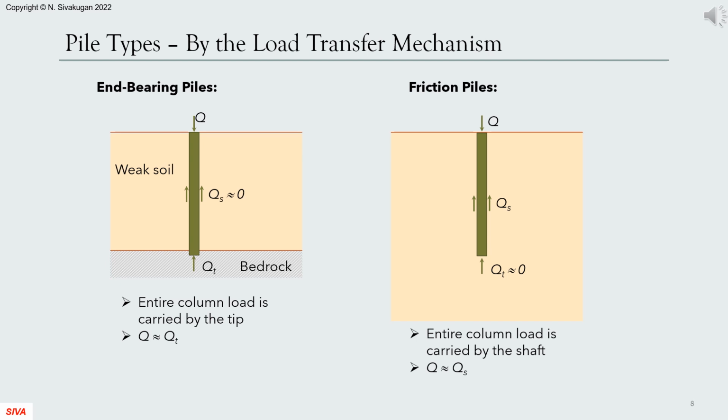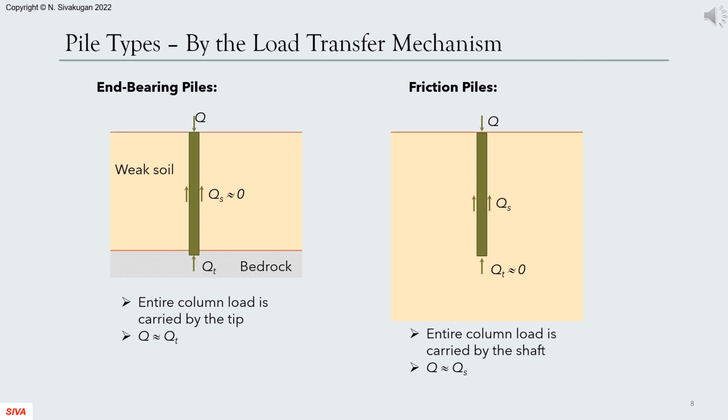When the soil near the surface is very weak, with a stiff stratum lying not so deep, it is prudent to transfer the entire load to the pile tip, without relying on the pile shaft to carry any load. Here the pile tip rests within the stiff stratum. Such piles are called end-bearing piles, where Qs equals 0.